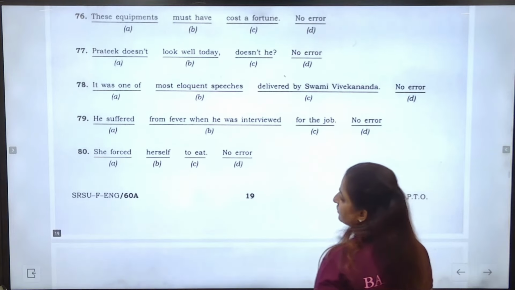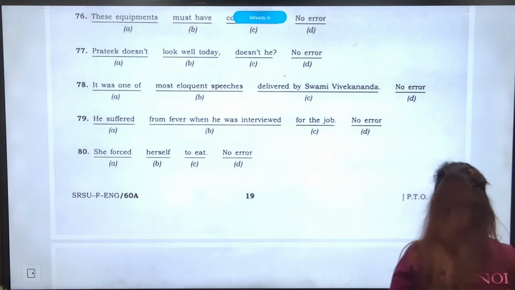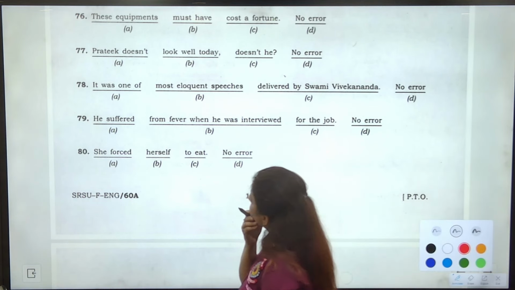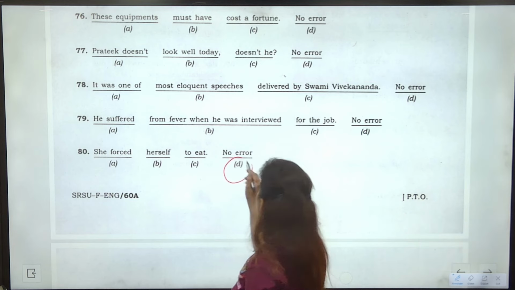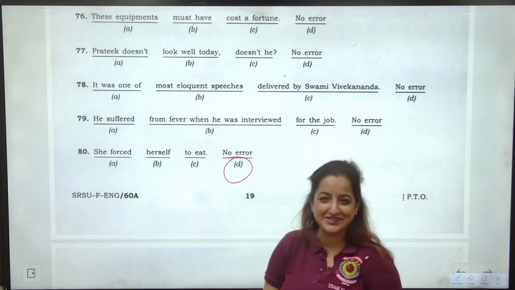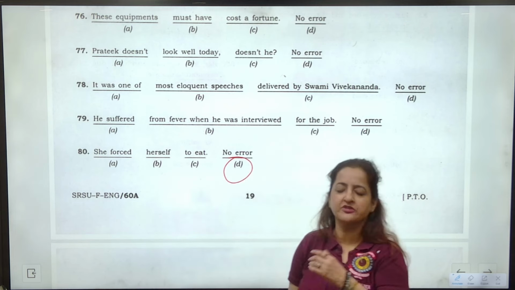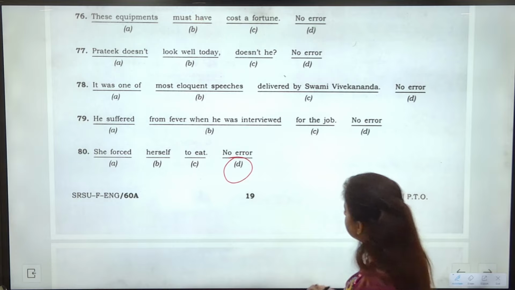Question 80, she forced herself to eat. Let's reread. She forced herself. And no error. Why are we forcing ourselves to see the error? Yeah, there is no error over here. Oh yeah, I just realized, I think एक ही question में no error था. I think only one question. All questions had errors.